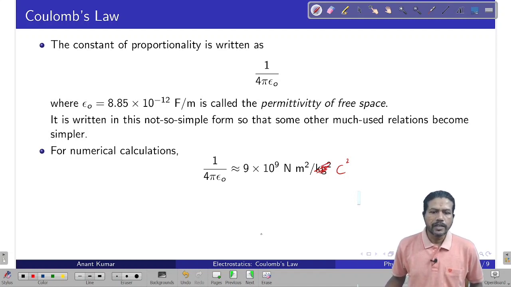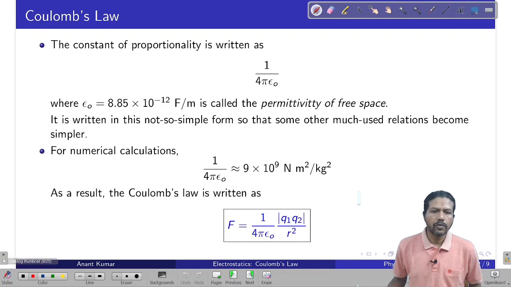This becomes, as a result of which we can combine all these things and ultimately write down Coulomb's law in this particular form: F is equal to 1 by 4 pi epsilon 0 into mod of q1 q2 by r square. Now what if I have more than two charges? In that case, what will be the way to find out the forces between them?